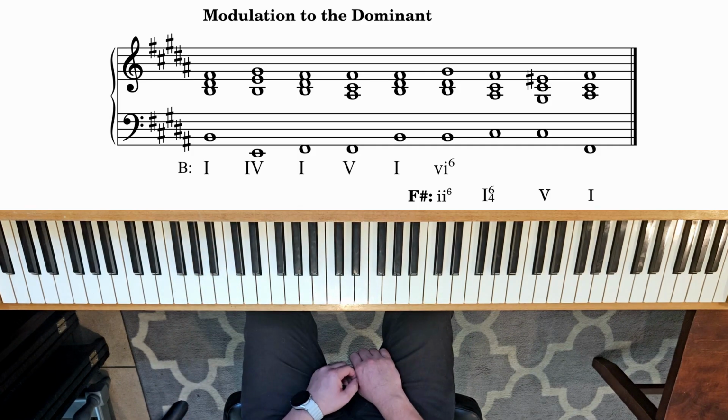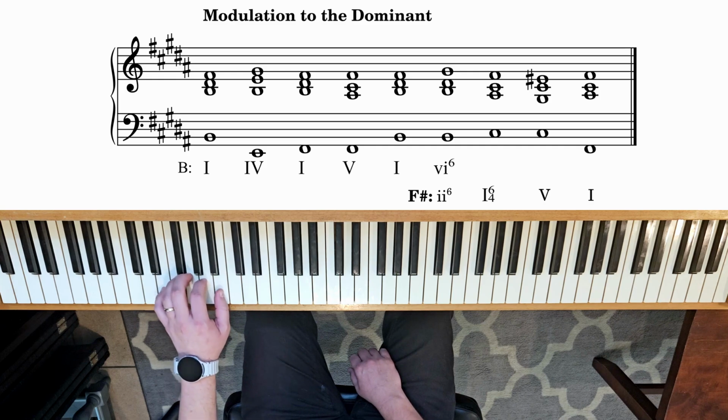We'll start by taking a look at what happens in the key of B major first, starting with our bass line. And once again, we notice B, E, F sharp, F sharp, B, B, with scale degrees 1, 4, 5, 5, 1, 1.